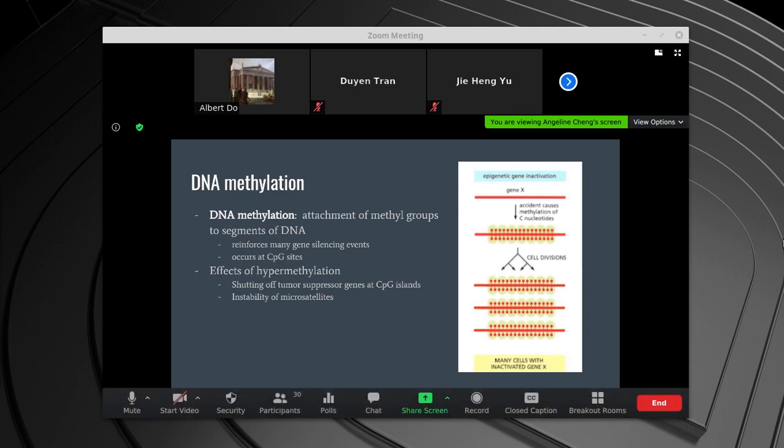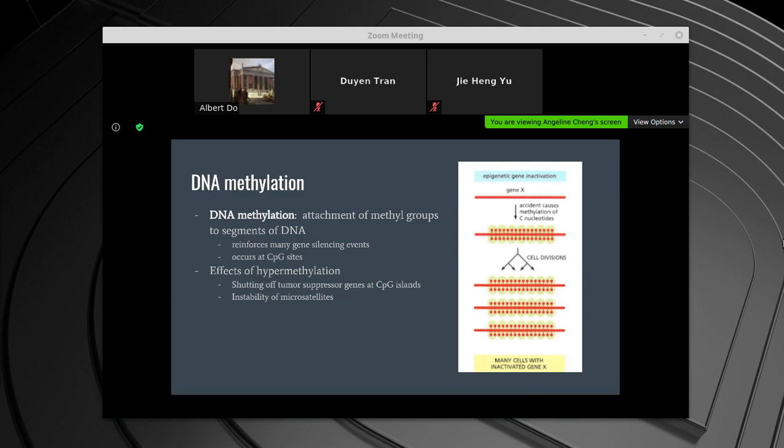This image shows how an inactive gene can bypass checkpoints and continue to proliferate because of the hypermethylation. Hypermethylation can also lead to the instability of microsatellites, which are repeated sequences of DNA. And this instability can be related to a defect in the ability to correct mistakes that occur when DNA is copied in a cell, which can eventually lead to cancer.